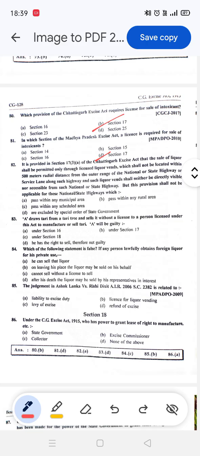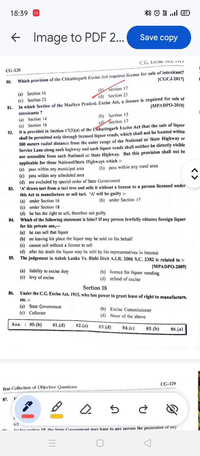Question number 82. It is provided in section 17(3)(a) of Chhattisgarh Excise Act that the sale of liquor shall be permitted only through licensed liquor vans, which shall not be located within 500 meters radial distance from the outer range of the national or state highway or service lane along such highway, and liquor vans shall neither be directly visible nor accessible from such national and state highway, but this provision shall not be applicable for those national and state highway which: option A, pass within any municipal area; option B, pass within any rural area; option C, pass within any scheduled area; option D, are excluded by special order of government. So 82, the correct option is pass within any municipal area.